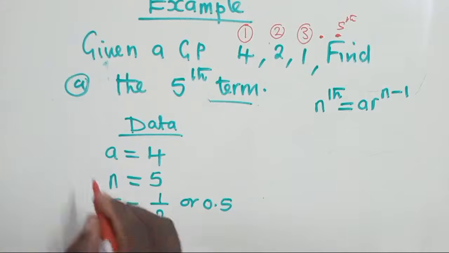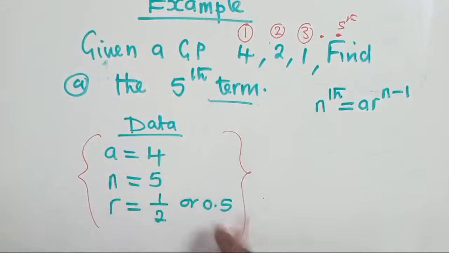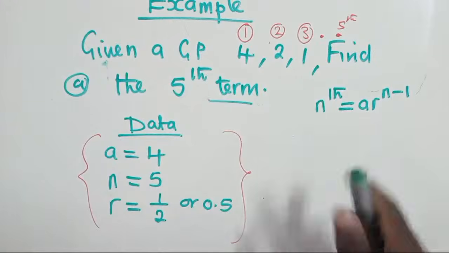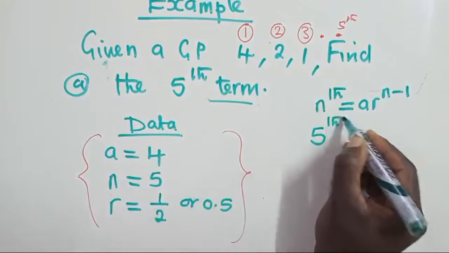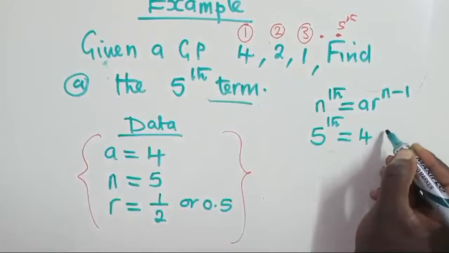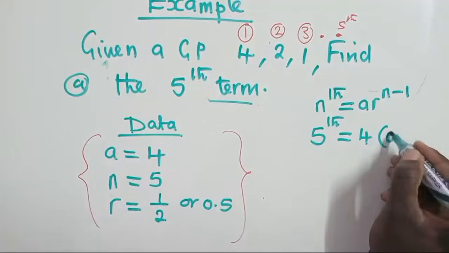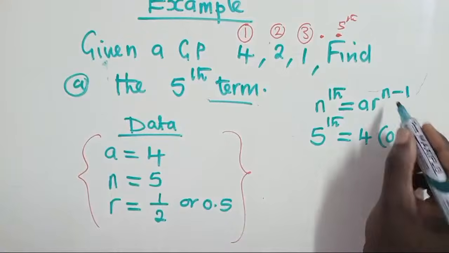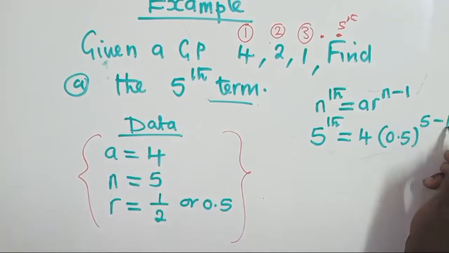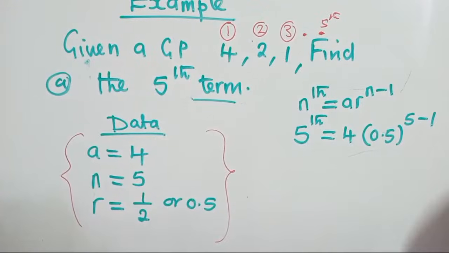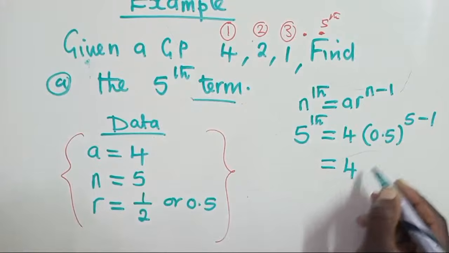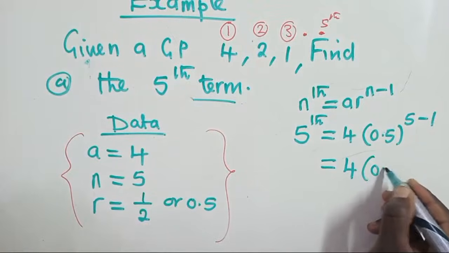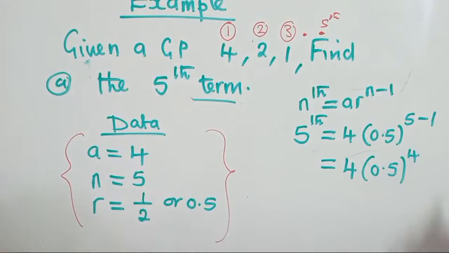Upon gathering our data here, we can now plug them into the formula. On N, it's a 5 that will be there. On A, there will be 4. On R, there will be 0.5. On the exponent, we know it's 5 minus 1. After doing this, you simplify. We have a 4, there we have 0.5, and we have a 4, because 5 minus 1 is 4.